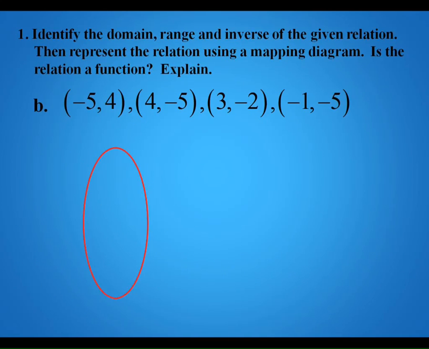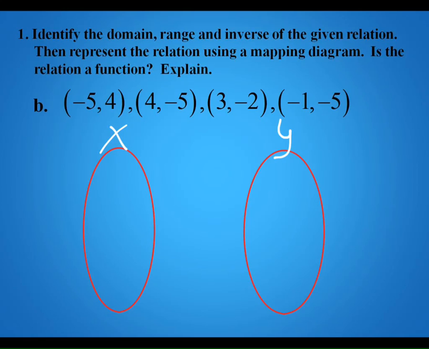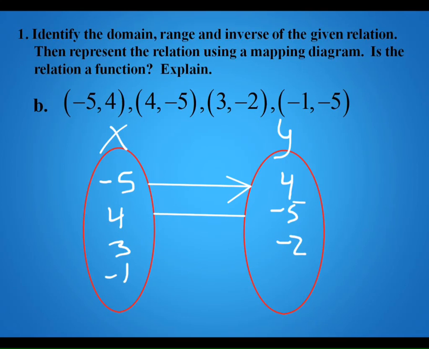So on the mapping again, most often you just see two ovals. I'll list the domain, the range. Again, since I have two -5s in the range, I don't list it more than once. And then I just draw an arrow from -5, and the first coordinate goes to 4. 4 goes to -5. 3 goes to -2, and -1 goes to -5. So we see two of them go to -5.